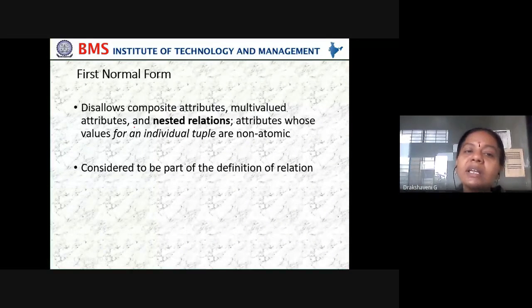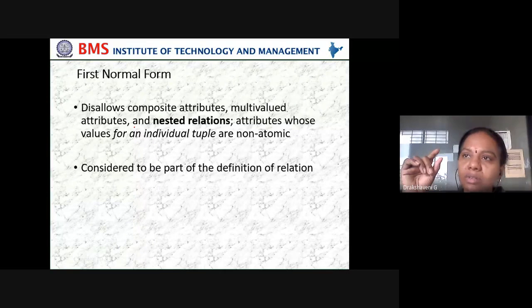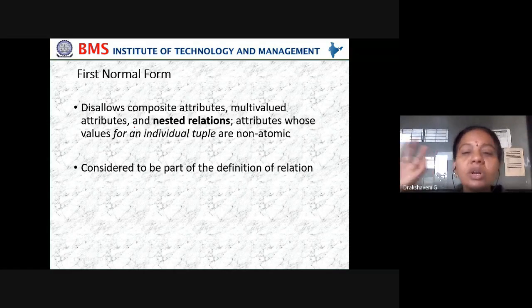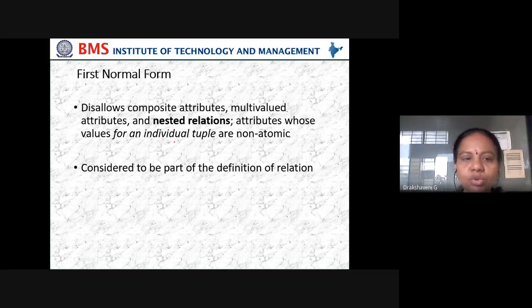In the same way, multi-valued attributes. Multi means many. Take location, for example. In your department we have a location. Maybe your project is in Bangalore, but the same project is also being worked on virtually in two other places. Then we write it in the same table three times. Even that should be avoided. How to avoid that? Split up the table. These are attributes whose values for an individual tuple are non-atomic.